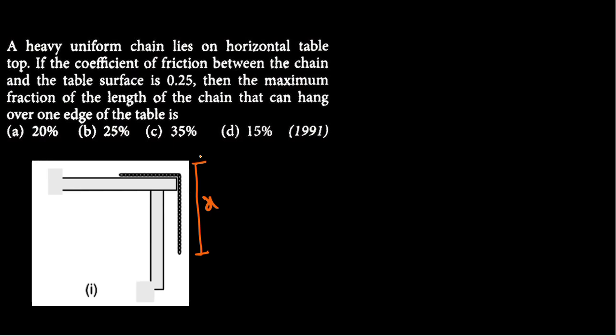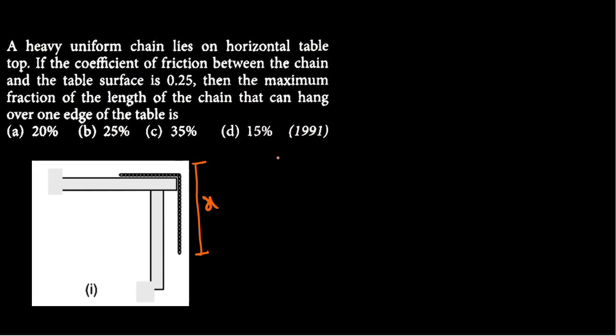The question is asking what is the maximum fraction of the length of the chain that can be hanged. See, this weight is trying to pull the chain onto the ground, to drop it on the ground, but the friction force of this part will try to hold the chain. The more part of the chain is hanging, the more will be the weight and the less will be the friction. So there is a limit on how much of the chain can be hanged.